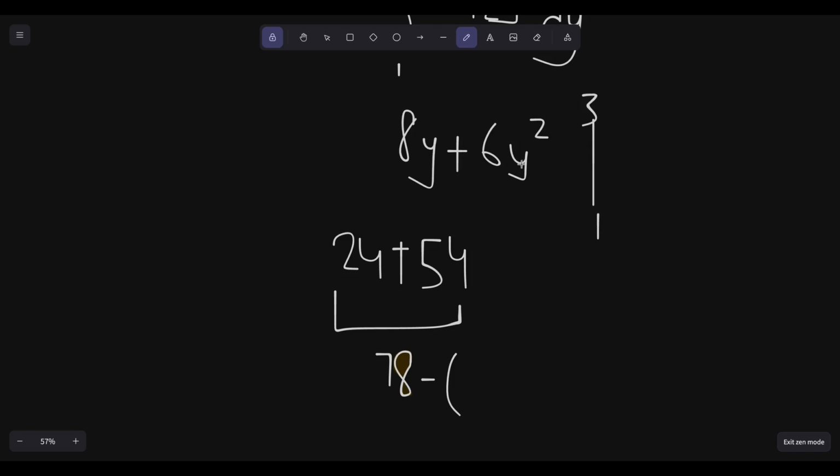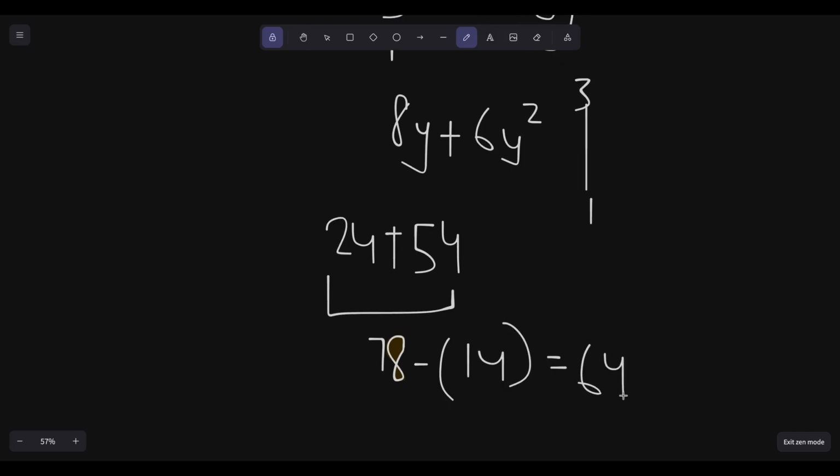So we plug in 1 into our integral. So 8 plus 6 is 14. And 78 minus 14 is 64. And that is going to be our final volume. Okay, so that is going to be our answer.